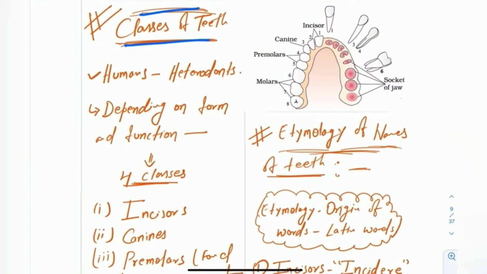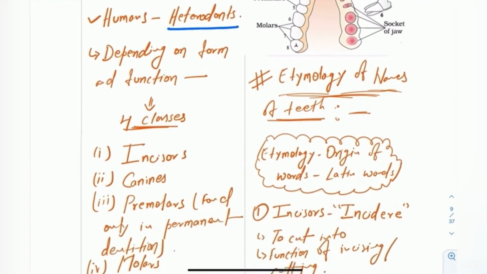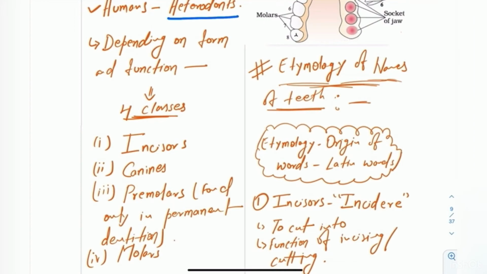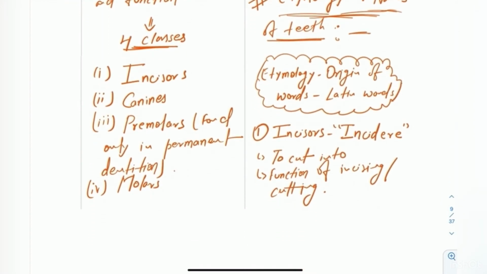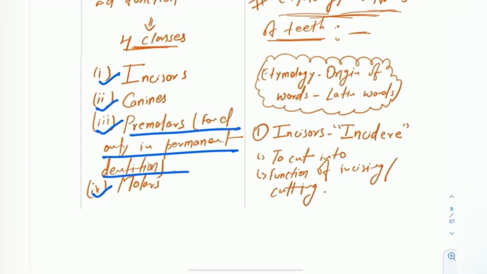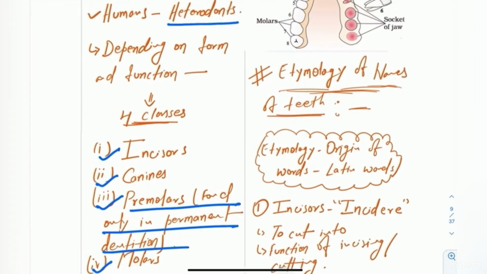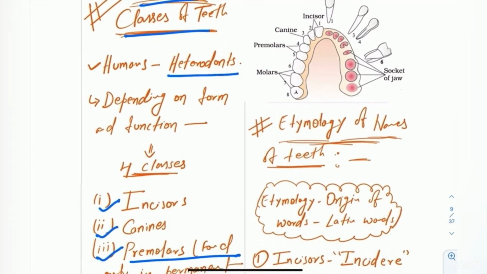Humans have a heterodont kind of dentition, I have told you, and depending on form and function, there are 4 classes of teeth: incisors, canines, premolars, and molars. I'm telling you again that premolars are present in permanent dentition only. So these are the classes of teeth.